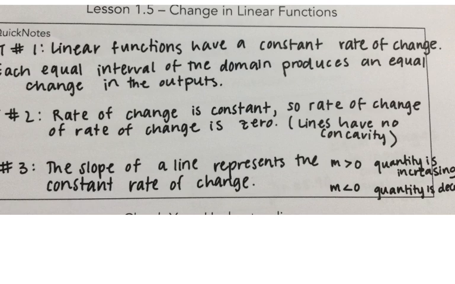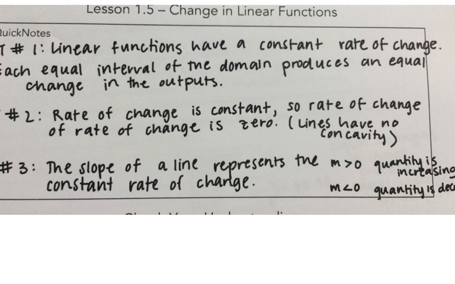Let's see if we covered all this or if there's anything I left off. Linear functions have a constant rate of change. Each equal interval of the domain produces an equal change in the outputs. I left that part out. You need to put a big time star beside that. That came up a bunch in our practice questions. The statement: each equal interval of the domain produces an equal change in the outputs.